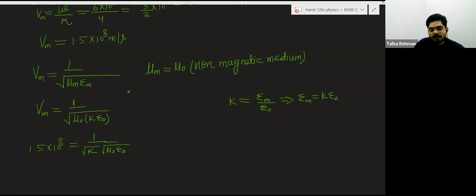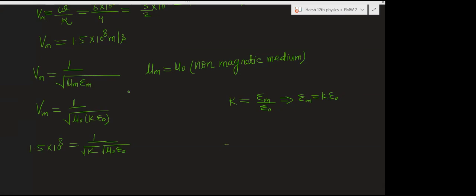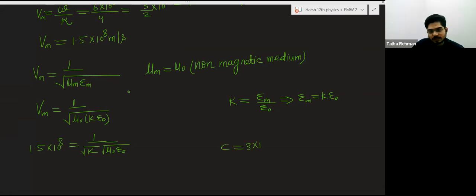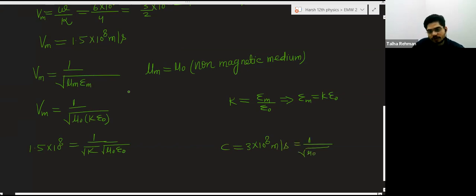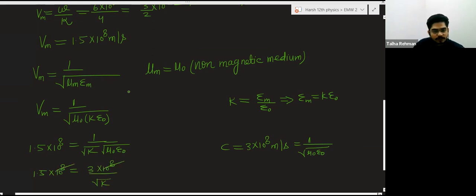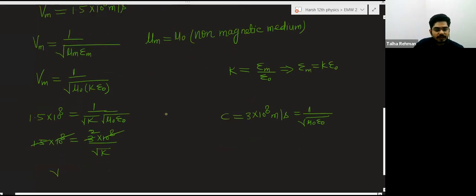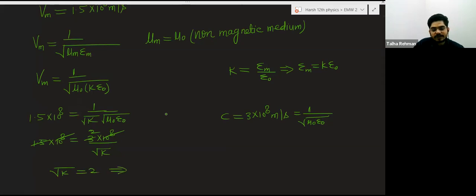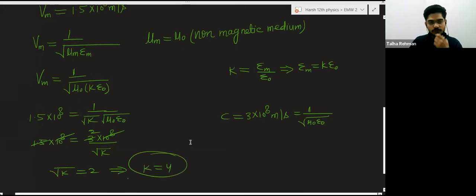What is 1 upon root of mu naught epsilon naught? It is equal to c. And what is c? C is 3 into 10 to the power 8 meter per second. So basically this is 1.5 into 10 to the power 8, and here 1 upon root of mu naught epsilon naught is c. C is 3 into 10 to the power 8, and it will be under root of k. 10 to the power 8 cancels out, it will become 2. So you will have root k is equal to 2. When you square both sides, you will get k is equal to 4. So the dielectric constant of the medium is equal to 4.